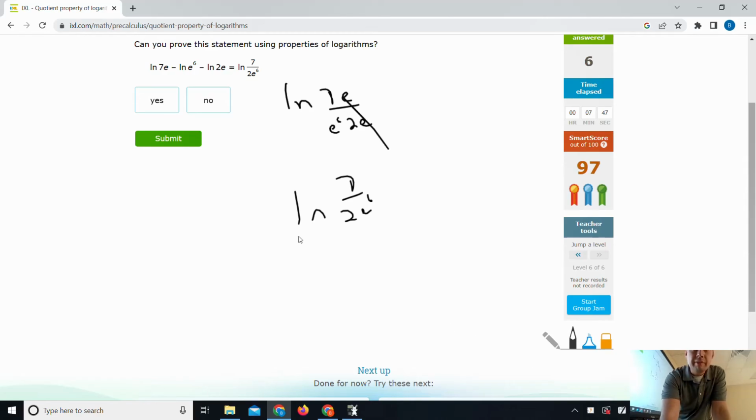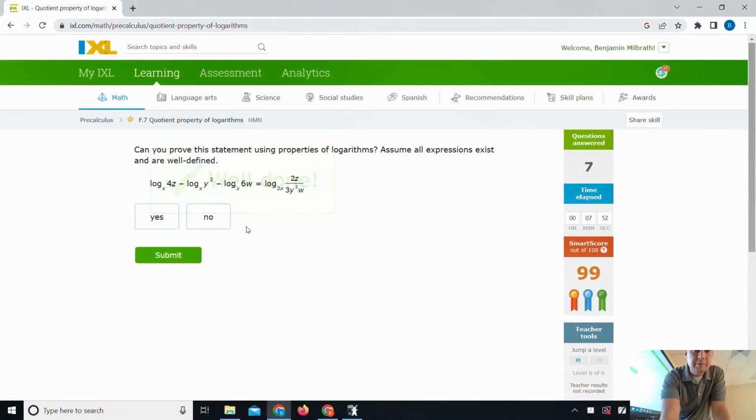Let's see if I can get another spectacular. Maybe it'll give me a little energy boost here. Probably won't. Is this dude true? So, same idea. The log of 4z is positive. Keep it in the numerator. The other two logarithms are negative. So I'm going to have y squared 6w down low.